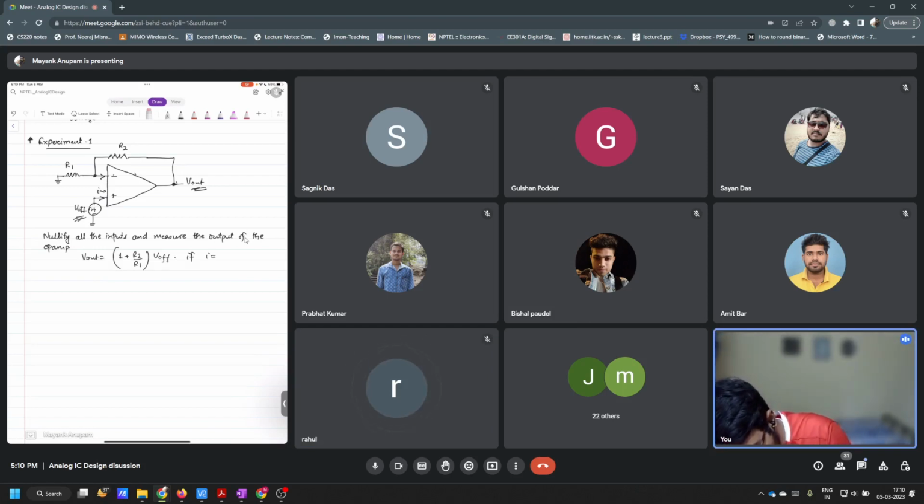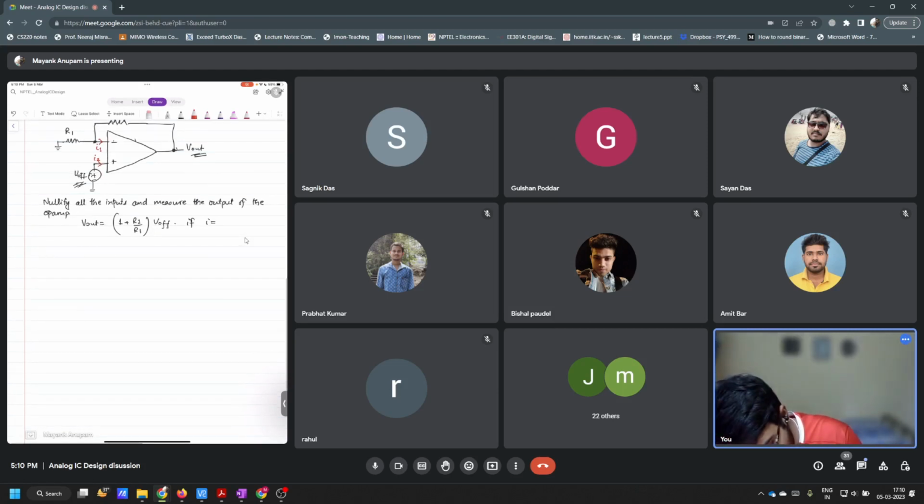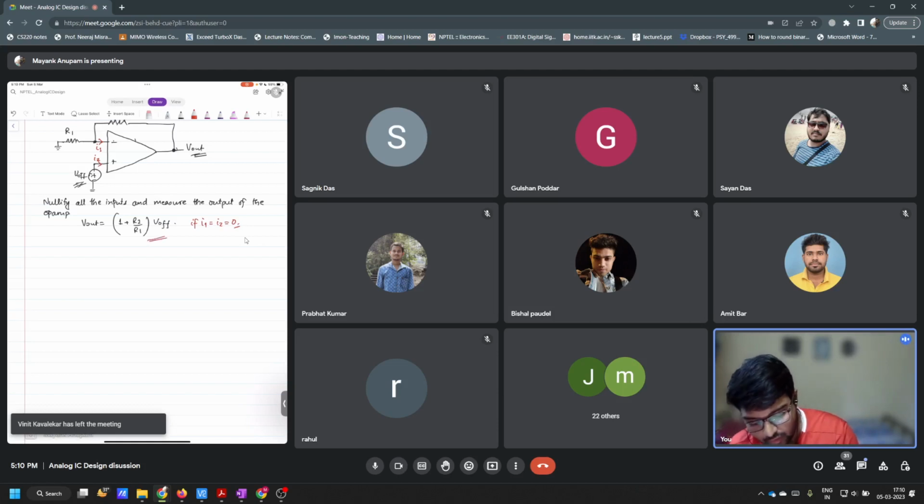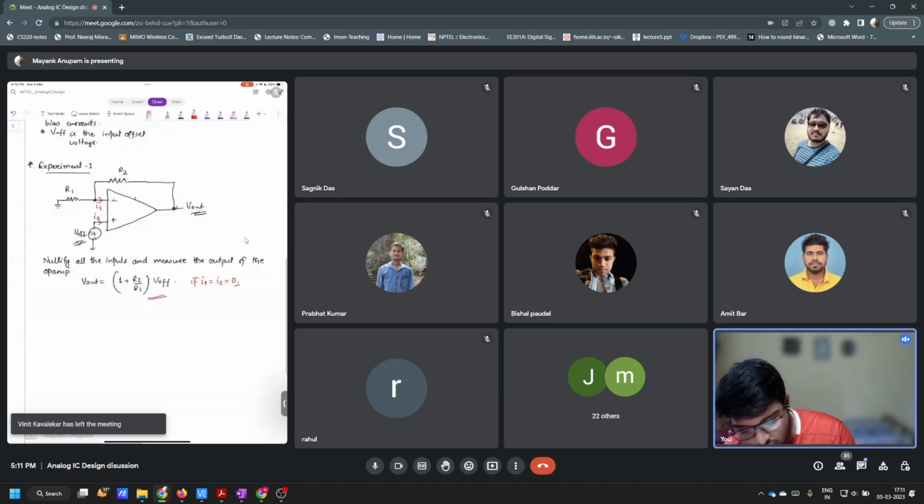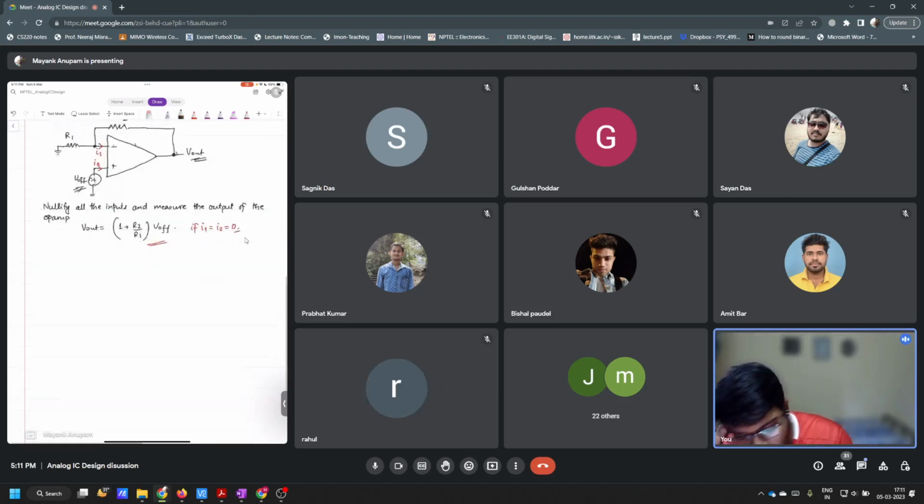Let's write it more clearly. This is I1, and this is I2. Let's write it in a different color so that it is more visible. So if I1 is equal to I2 equal to 0, then you can directly calculate V offset from here, right? But that is not the situation anymore, isn't it? You have some I1, you have some I2.